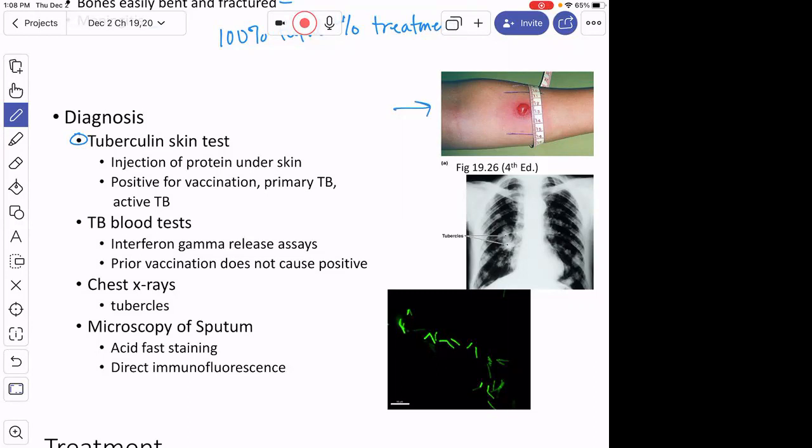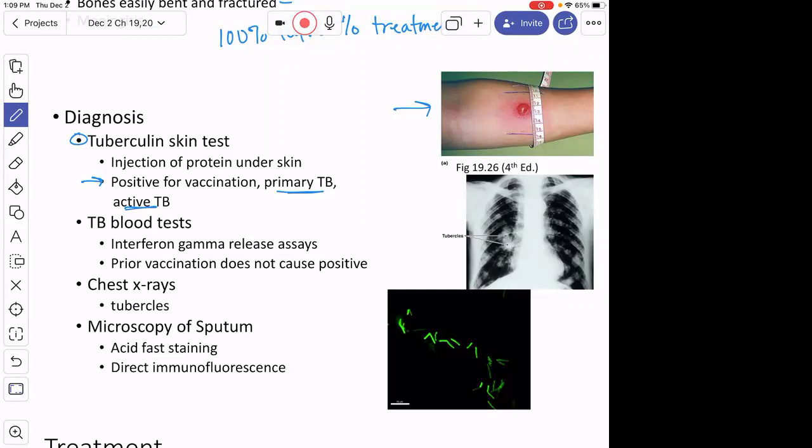A positive tuberculin skin test gives us a little bit of information, but not really as much as we'd like. It either tells us that that patient has been vaccinated, and we'll talk about the vaccine in a minute, or they have had primary TB and fought it off, they have latent TB, or maybe they have active TB. So you're not really sure which of those it is.